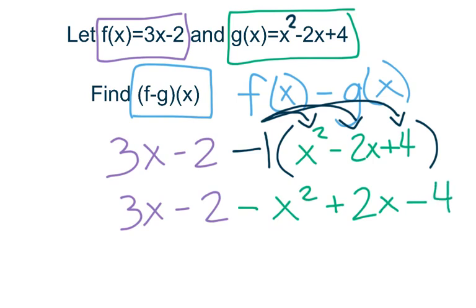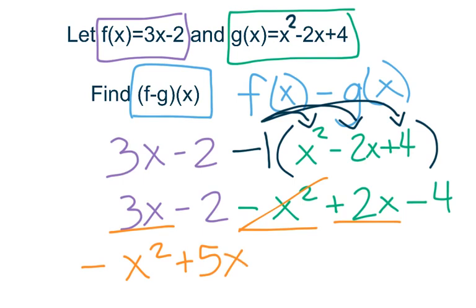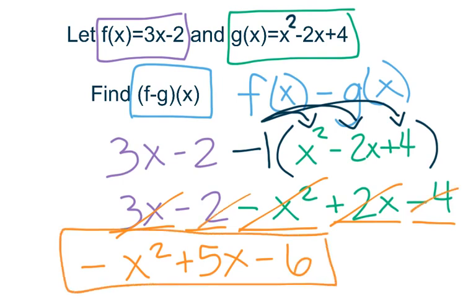So now you've taken care of that subtraction sign. You've distributed to everything. Now all you have to do is your like terms. The biggest exponent I see is that negative x squared. There's nothing to combine it with. I'm going to cross it out to let me know that I'm done with that one. The next thing I see are the 3x plus 2x. 3x plus 2x is 5x. I'm going to cross them out. And then the last thing I see is negative 2 minus 4. That's a negative 6. So that would be my final answer. So when you're subtracting functions, just make sure that you subtract the second function. You distribute the negative sign to everything in that second function.